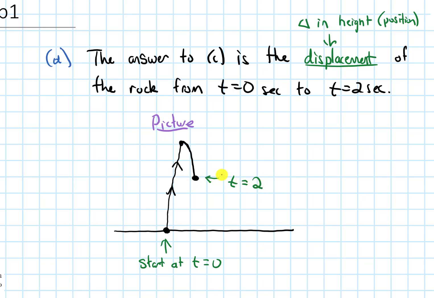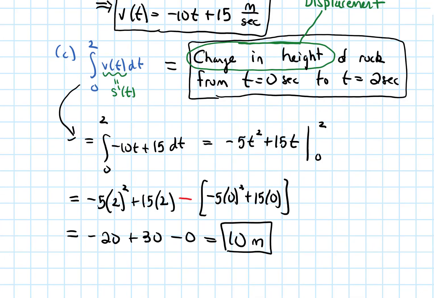And I know that the height at t equals 2 is going to be higher than the height at t equals 0 because of our answer to part C. In C, we got that the change in height over that time interval was 10 meters. That means it's 10 meters higher at 2 seconds than it was at 0 seconds.